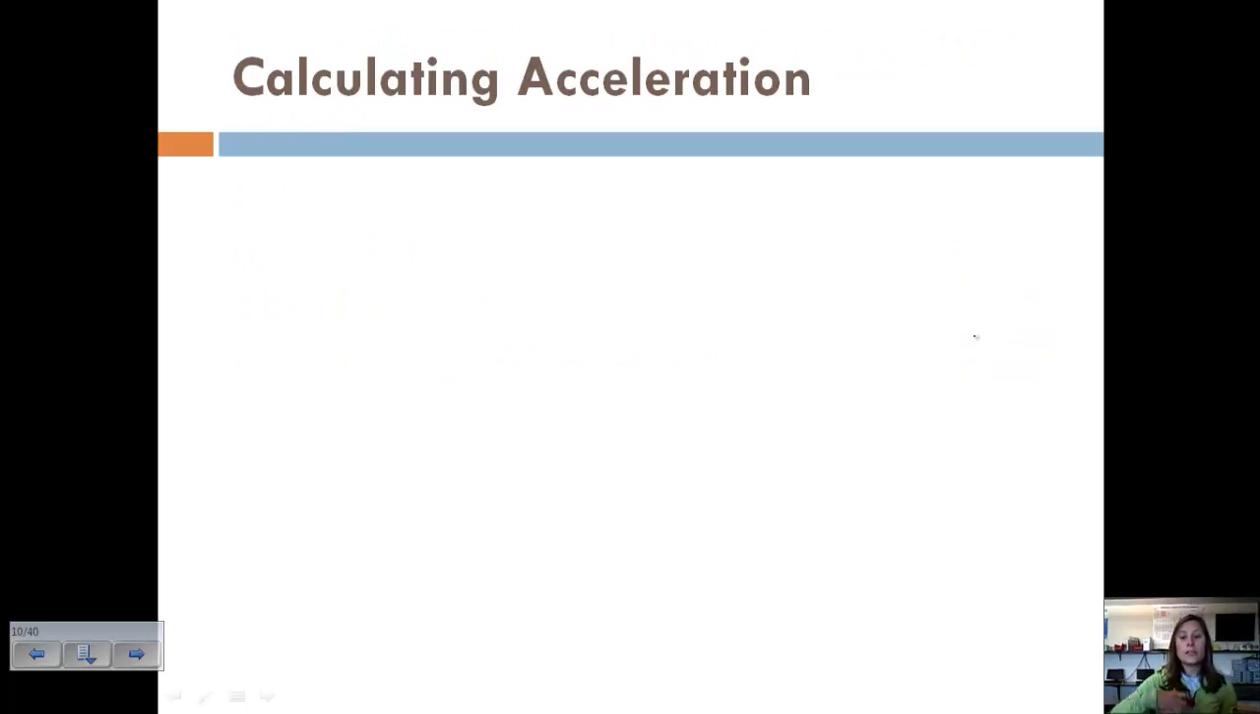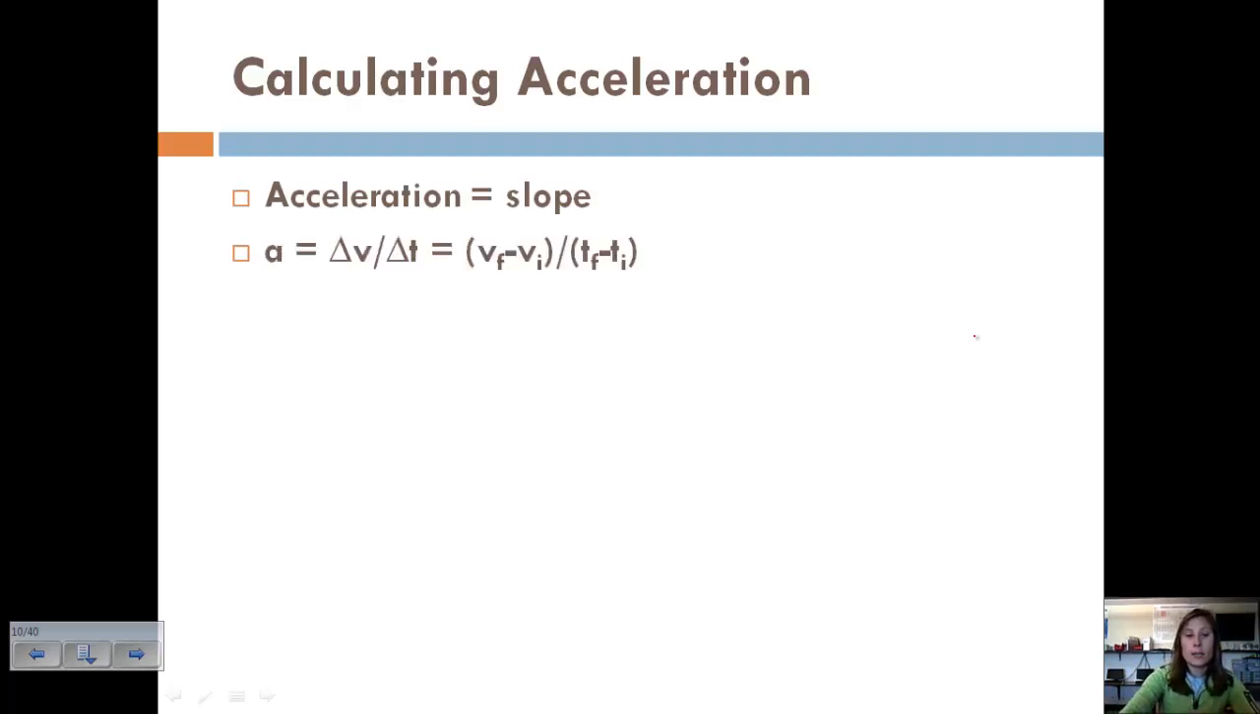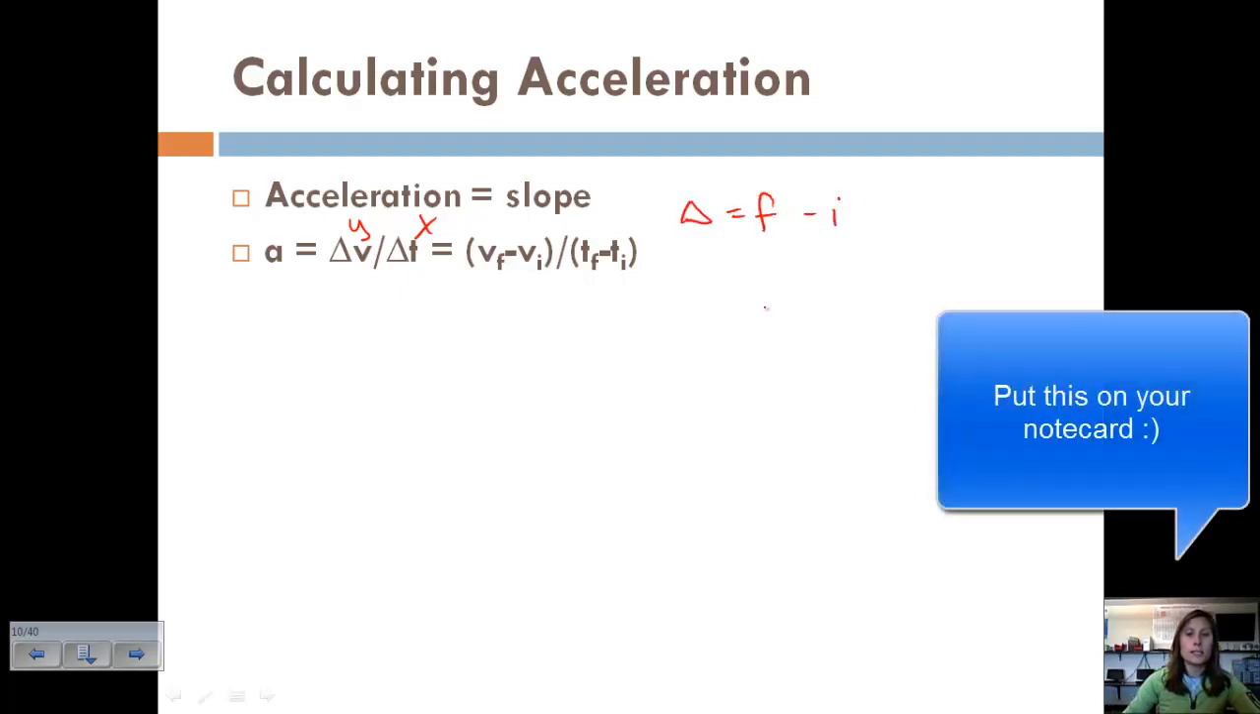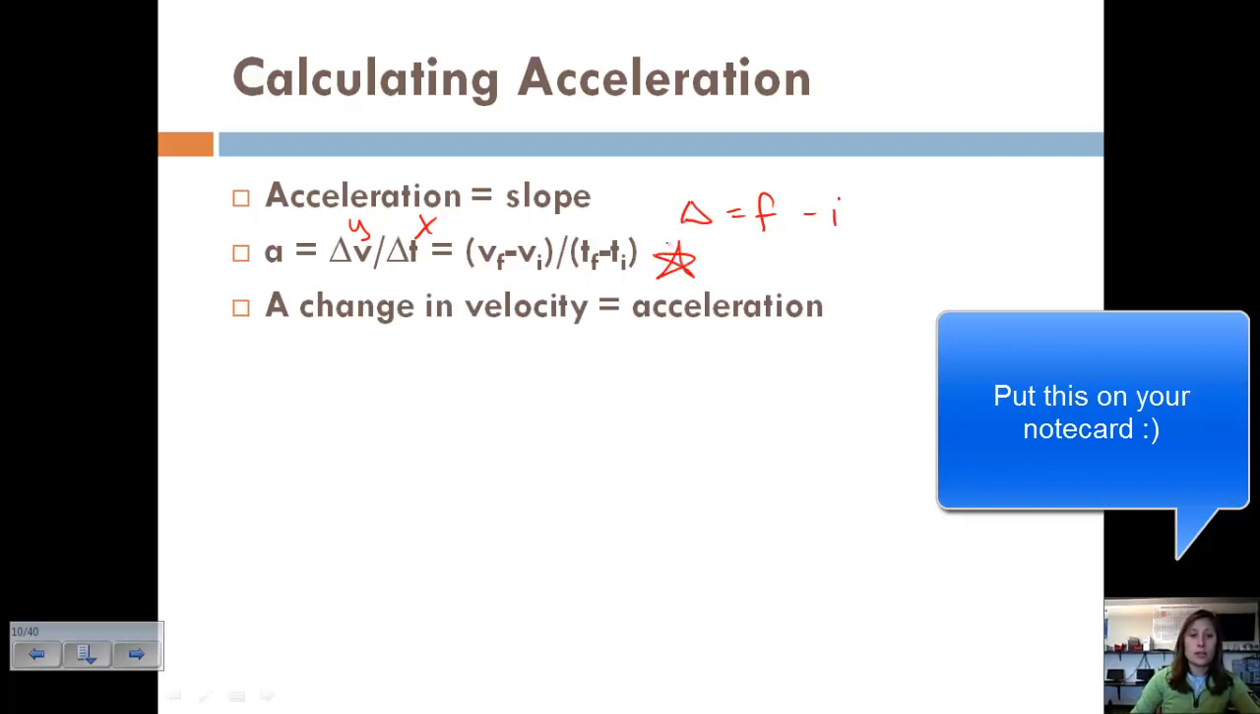Okay, so now that we've looked at how to interpret acceleration from a velocity time graph, let's talk about how to calculate acceleration. Like we talked about, acceleration is the slope on a velocity time graph, which means since slope is rise over run, or change in y over change in x, since our y is velocity and our x is time, it's change in velocity over change in time, and we can break that down because we know any change is equal to final minus initial. So this would be a good equation to put on your note card.